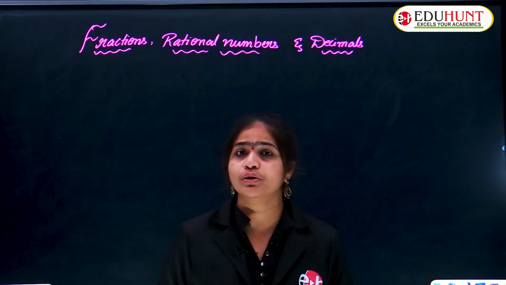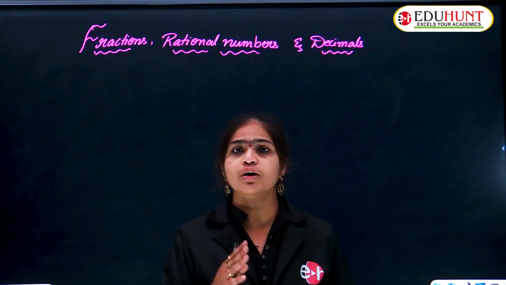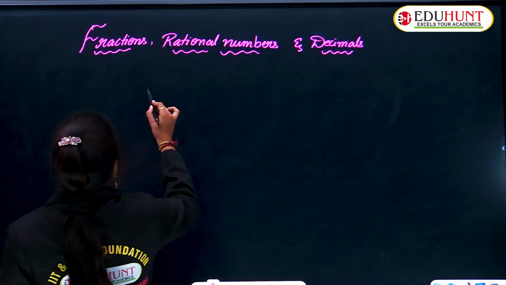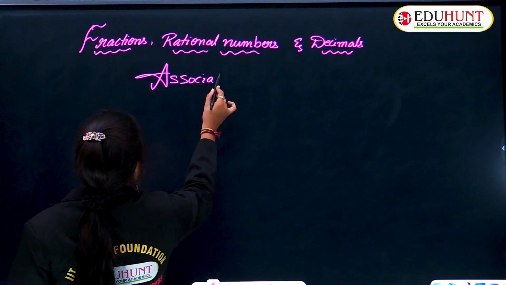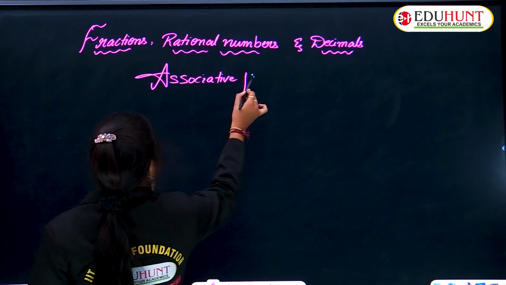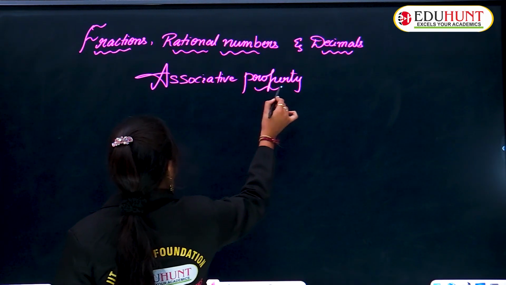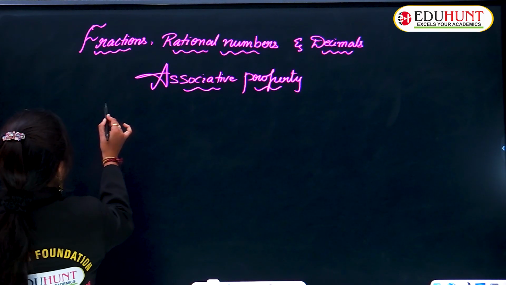Children, in the previous video we discussed the commutative property of rational numbers. In this video we are going to discuss the associative property. What is the associative property? Firstly, what is the definition of the associative property? What is the definition here?